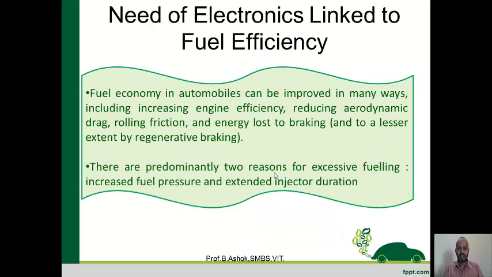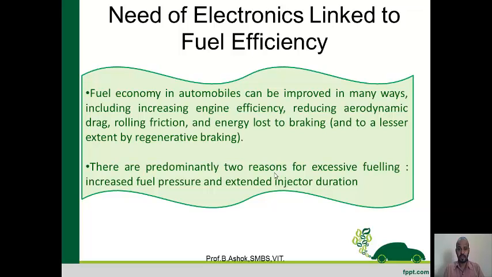Need for electronics linked to fuel efficiency, or you can say fuel economy. Fuel economy in an automobile can be improved in many ways, including increasing engine efficiency, reducing aerodynamic drag, rolling friction and engine loss, braking, and to a lesser extent by regenerative braking. These are some other technologies, but they are apart from the ECU control.